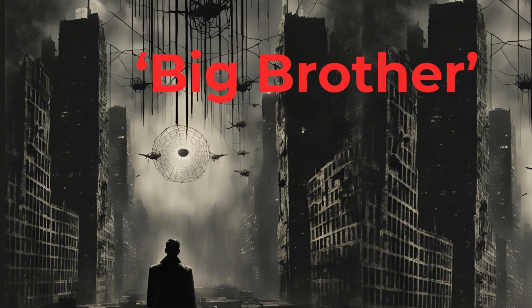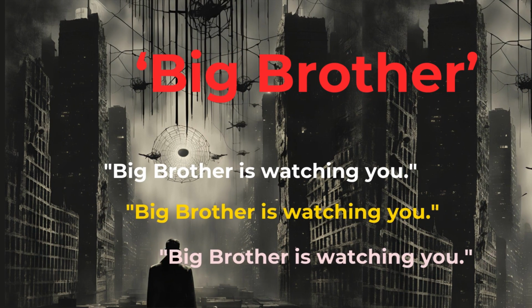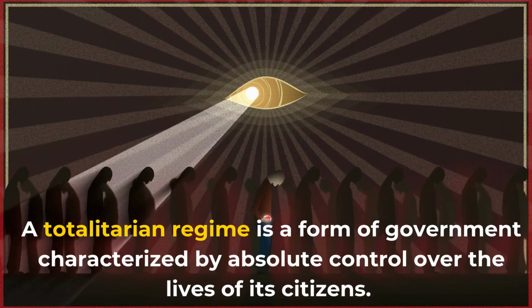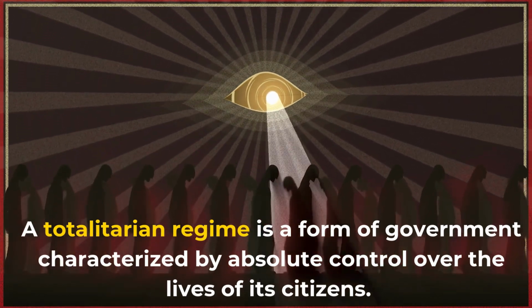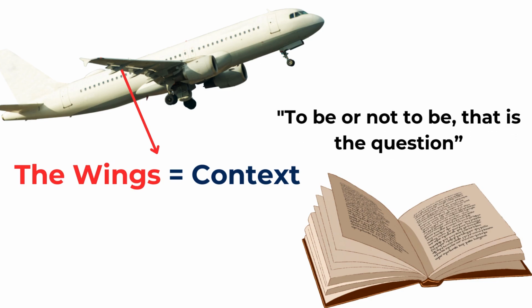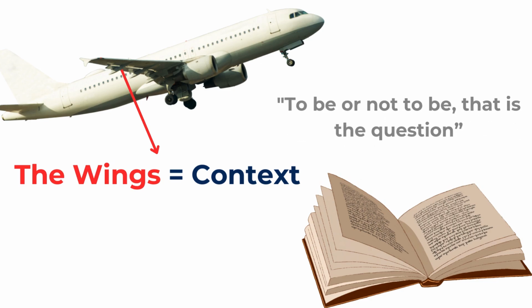Let's look at 1984 by George Orwell. In this novel, the term "Big Brother" is used again and again to refer to a controlling, ever-watching government. Without understanding the context, a totalitarian regime, we wouldn't get the full meaning behind the term. The wings, or the context, lift the language off the page and help us see the deeper meanings.